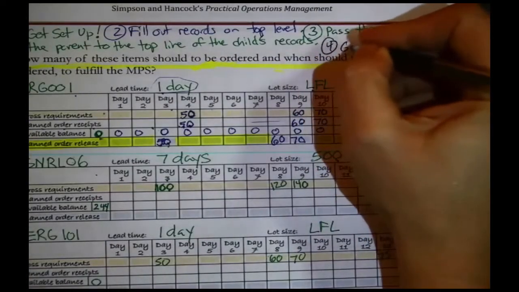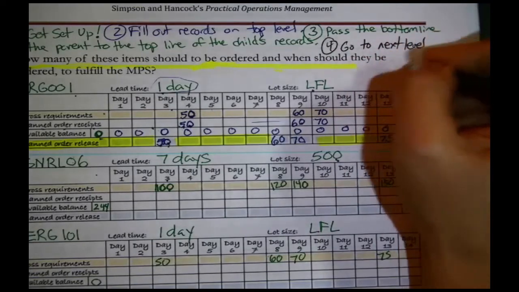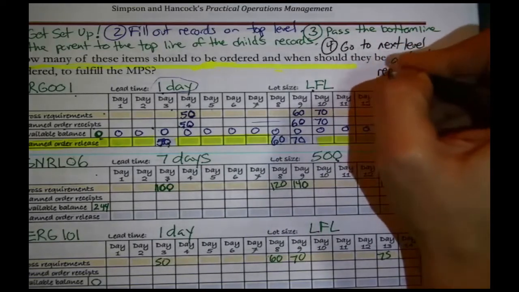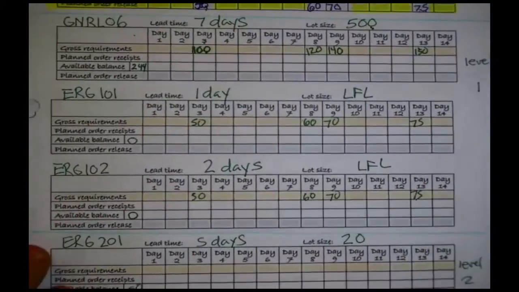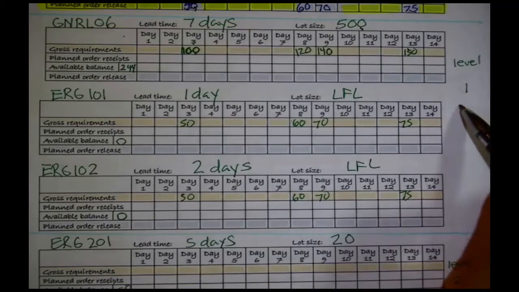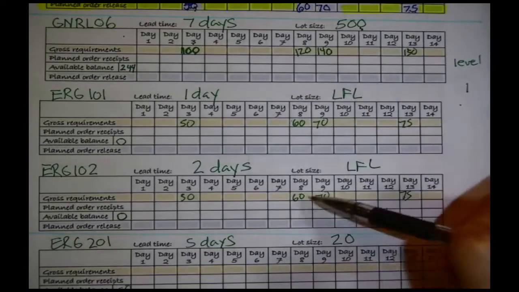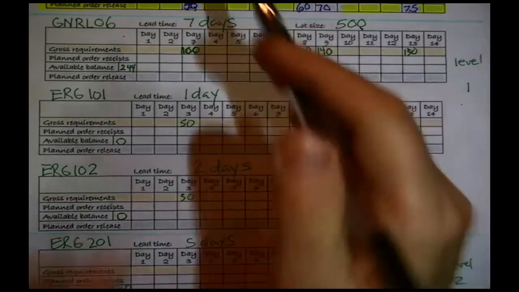Go to next level and repeat. And you say, well, wait a minute. What do you mean by repeat? Go to next level. Yeah, we were on level 0. Now we're on level 1. Repeat. Yes, fill out these records, then pass parent to child, and then keep repeating. Well, anyway, fill out these records.